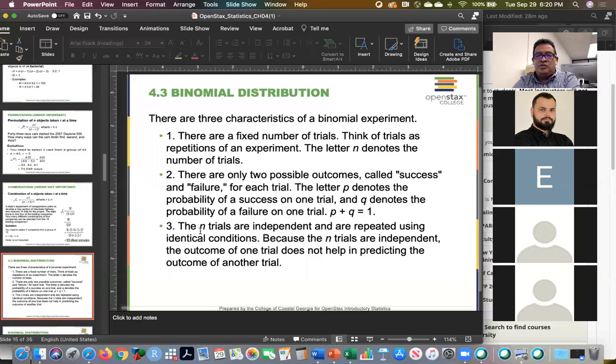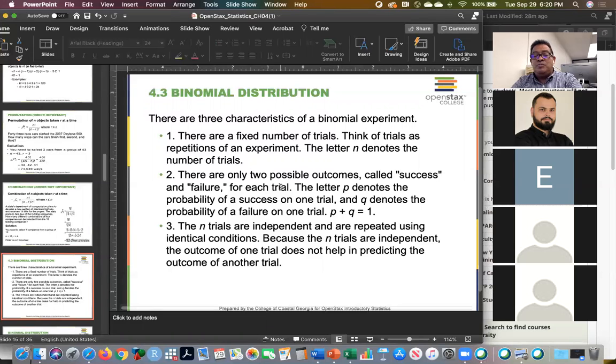So this binomial experiment has 3 different characteristics. There is a fixed number of trials. Think of a trial as the repetition of an experiment. The letter N is going to be used for the number of trials. In many cases, and we have been talking about this, N represents the sample size. In this case, the sample size is the number of times the trial is repeated.